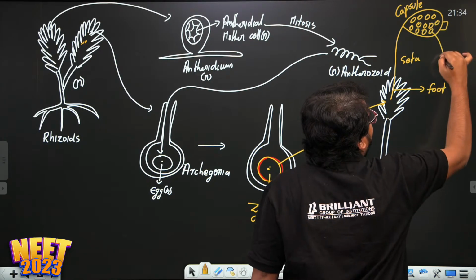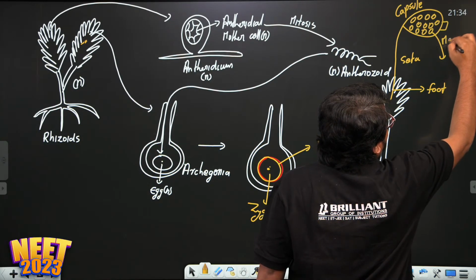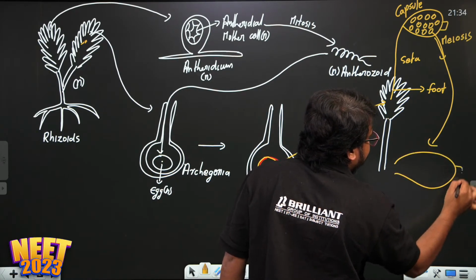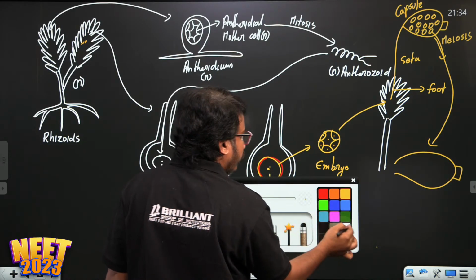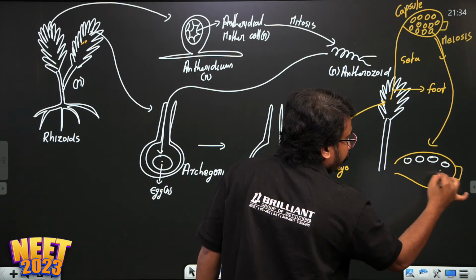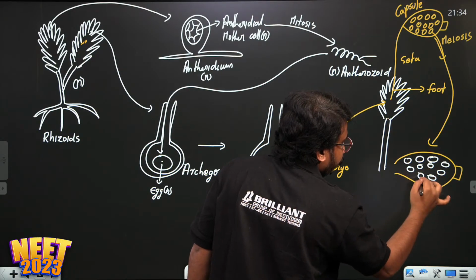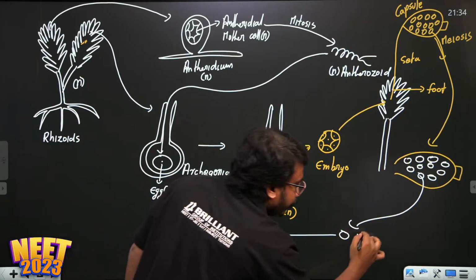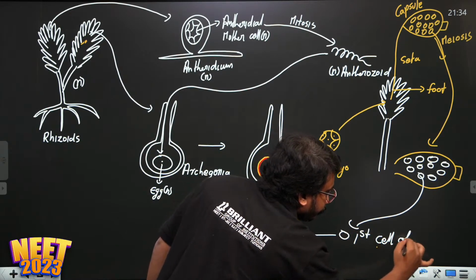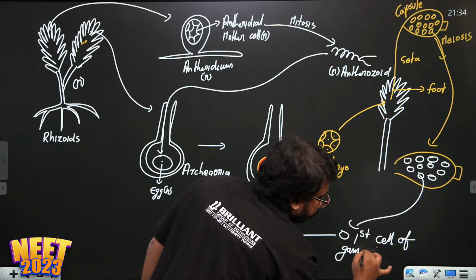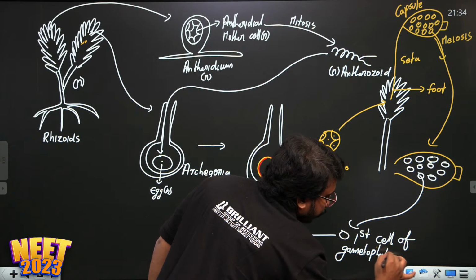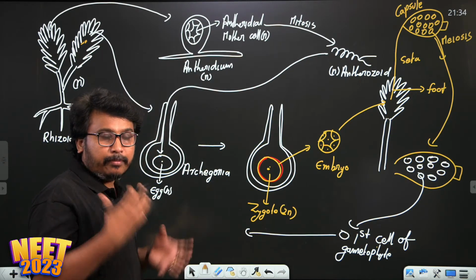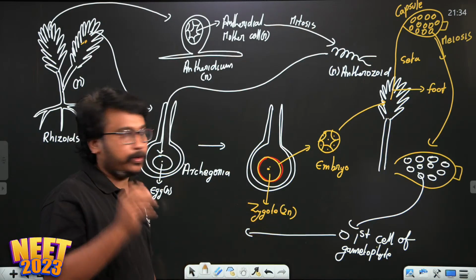This spore mother cell inside the capsule undergoes meiosis, and after undergoing meiosis inside the capsule they will be giving rise to haploid spores. And the spores, when falling in the soil, will be forming the gametophyte. So spores represent the first cell of the gametophyte. Gametophyte means, understand, the haploid structure which later forms the gamete is called gametophyte. So in the gametophytic generation, the first cell is spore.